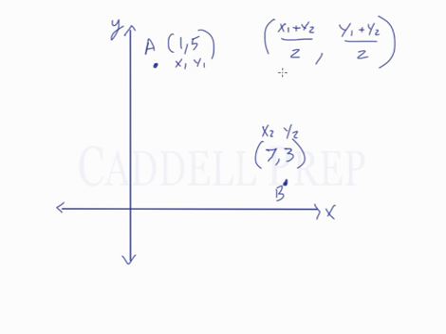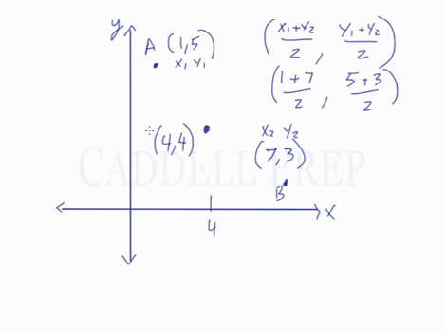So we have x1, 1 plus x2, 7 divided by 2. And y1 is 5 plus y2, 3 divided by 2. So we get 1 plus 7 is 8, and divided by 2 is 4. So the midpoint is going to be at 4. And then the y, 5 plus 3 is 8, divided by 2, also 4. Just happened to be 4, 4. So our midpoint would be here, (4, 4).